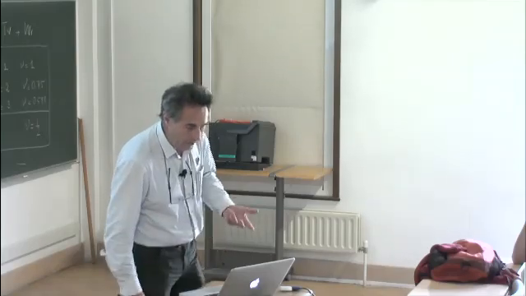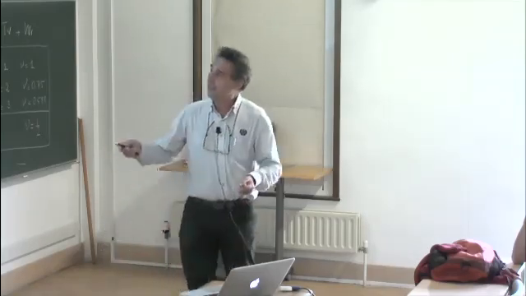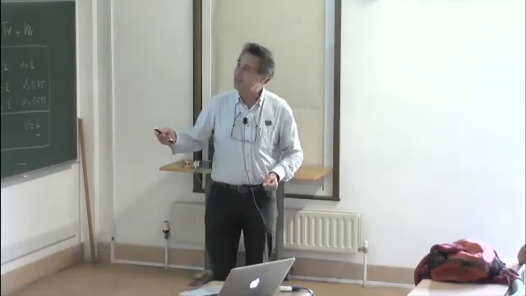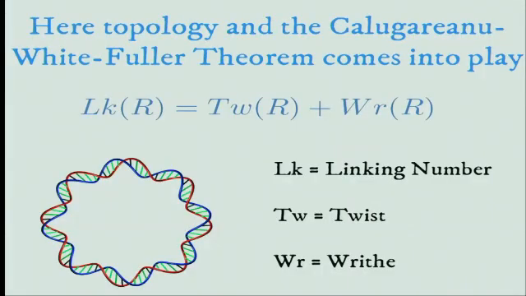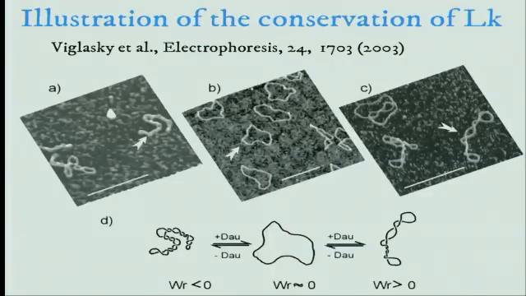So you know that there is a linking number. The linking number is the twist plus the writhe of the molecule, and once the DNA molecule is closed, this is a conserved quantity. I will just show you this conservation of the linking number. We did an experiment many years ago.